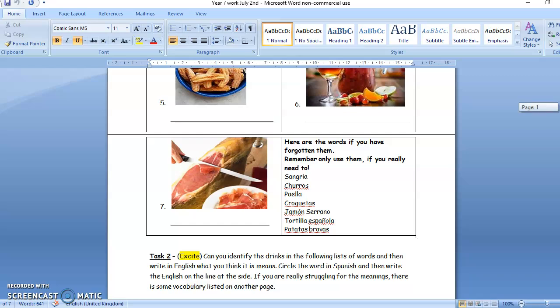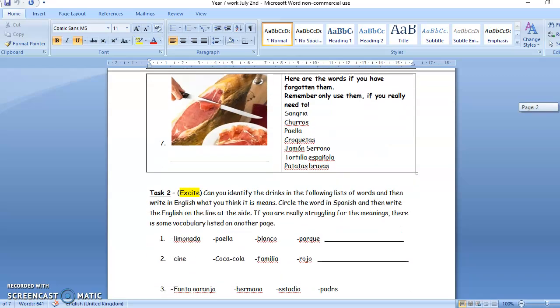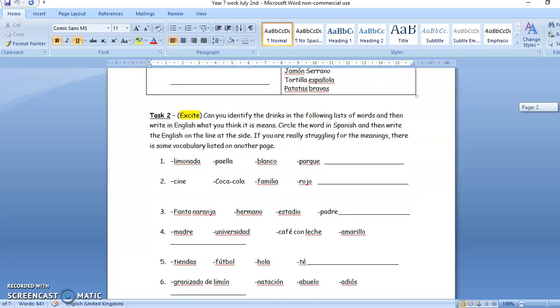So today, we are going to look at some types of drink, bringing in our learning about tapas that we've been doing this week and last week. We're going to put all that together into a conversation and be able to order different types of food and drink and ask for the bill when you are in a Spanish speaking country.